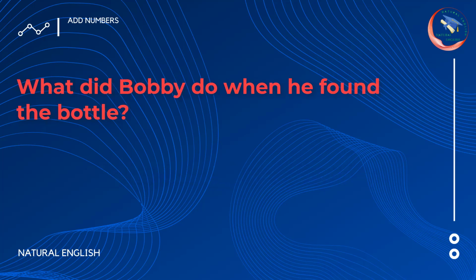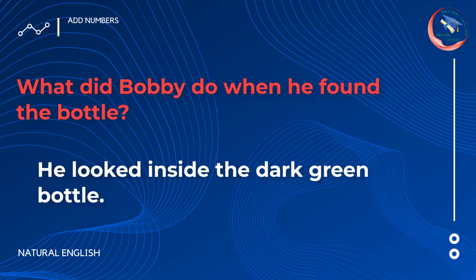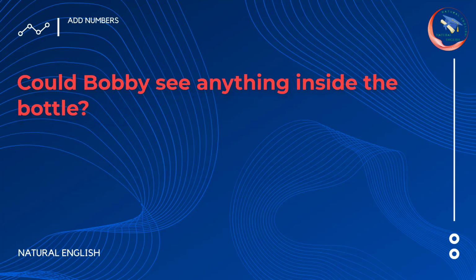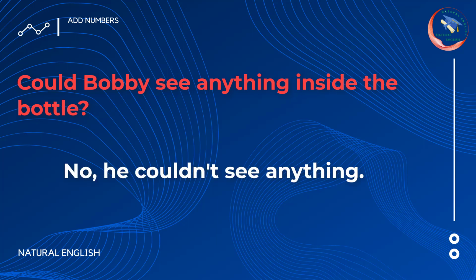What did Bobby do when he found the bottle? He looked inside the dark green bottle. Could Bobby see anything inside the bottle? No, he couldn't see anything.